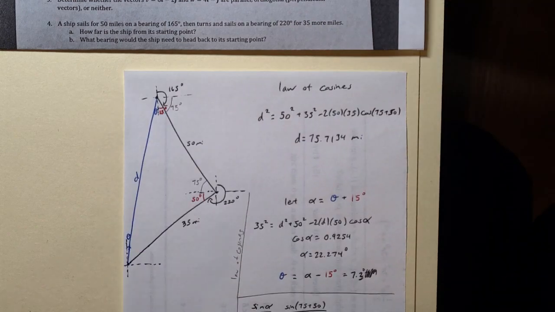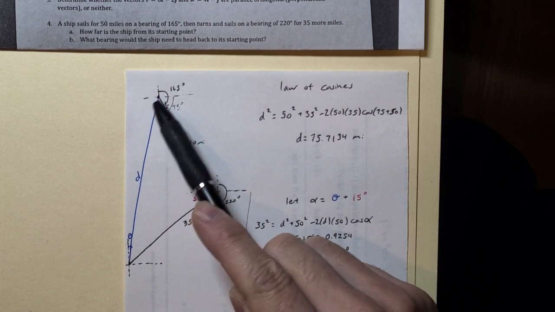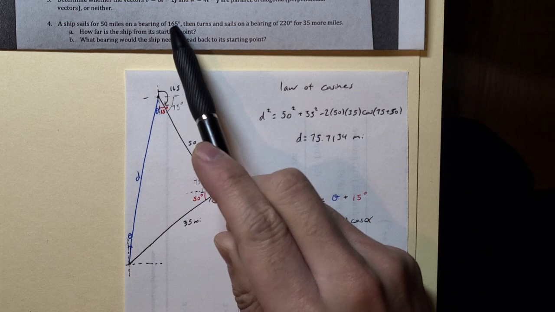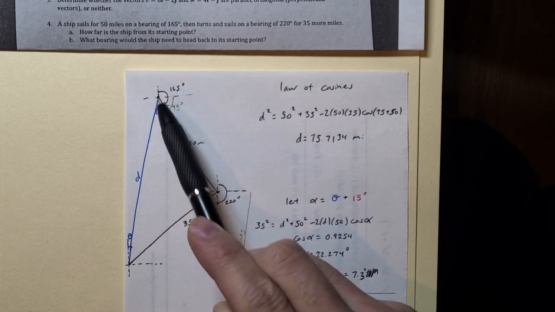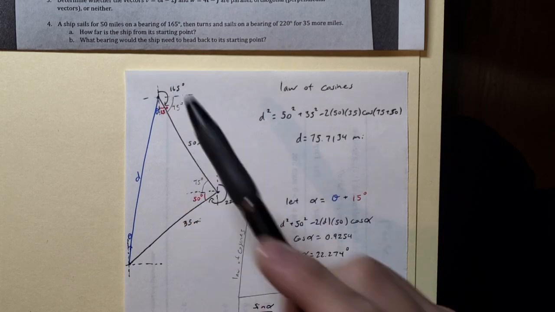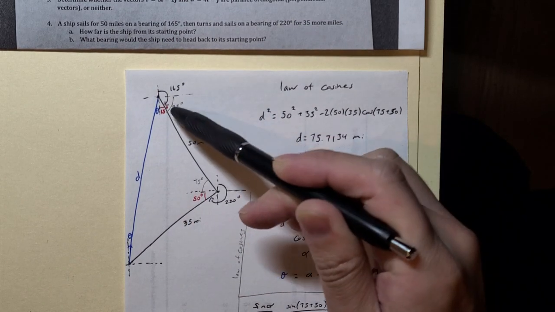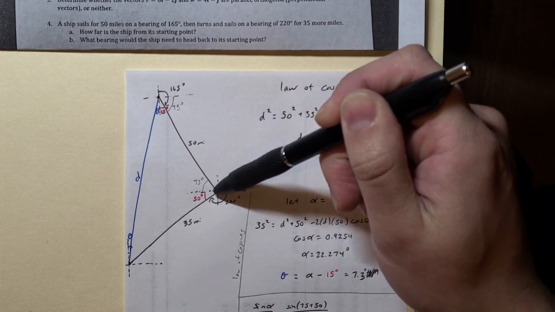Okay, so let's say that the ship started up here. It went on a bearing of 165. So bearing is with respect to the positive y, the North Pole. We go clockwise. I marked in black here that's the bearing, angle 165. So it's going to go this way for 50 miles.